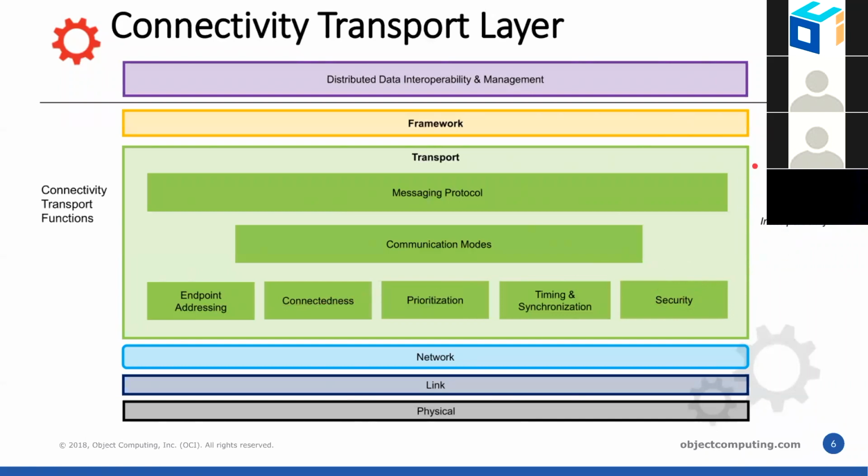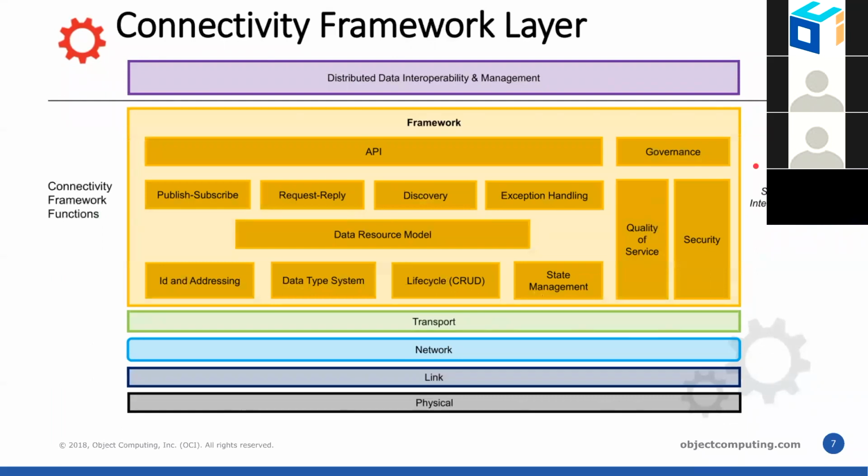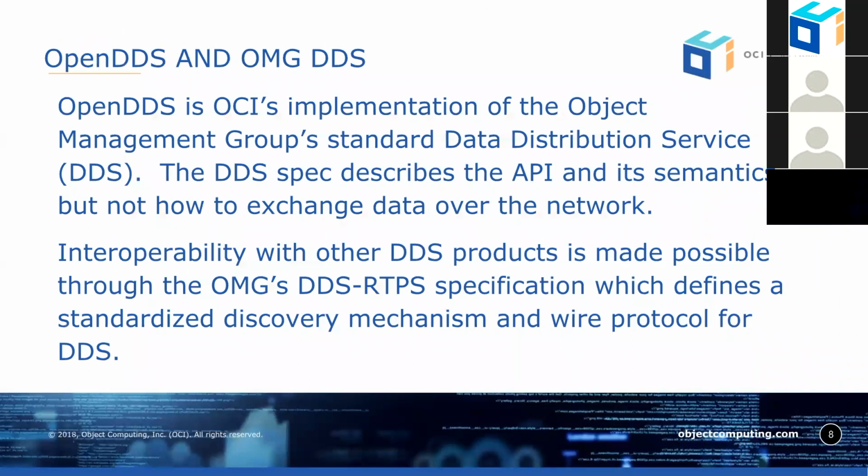Now, if we go up a layer and look at the details of the framework, here's where we have things like quality of service, governance, the API, the publish-subscribe model, the way discovery works, having a type system, and state management. And of course, security shows up here too, because the security aspects need to be configured and understood at the framework level and not just down inside the transport. So DDS can provide applications with this sort of framework, and now DDS Security adds security to it as well.